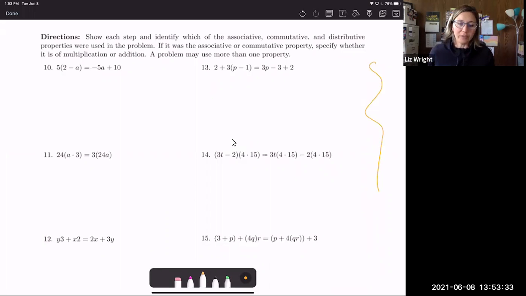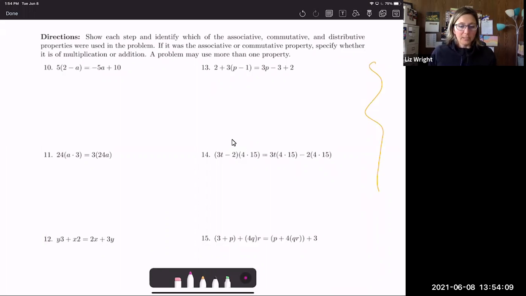So here's what I have you do. It says show each step and identify which of the associative, commutative, and distributive properties were used in the problem. You also have to specify whether it was of multiplication or addition if we're using the associative or commutative properties. A problem may use, and almost all of them do, more than one property. Sometimes the order matters and sometimes it doesn't. But we are becoming the associative, commutative, and distributive property gurus now, so we should do okay.